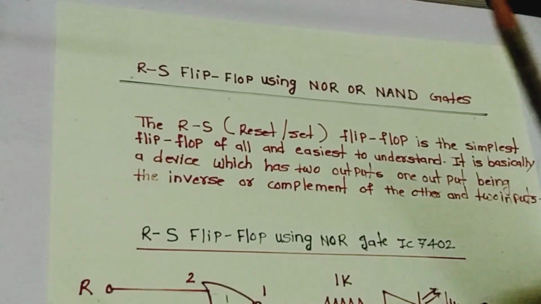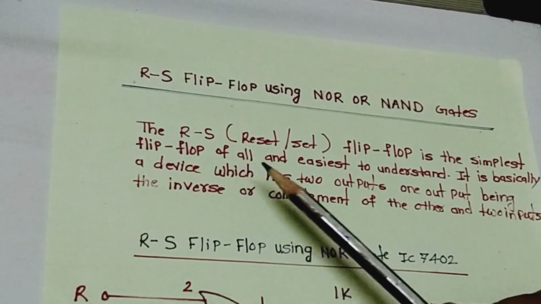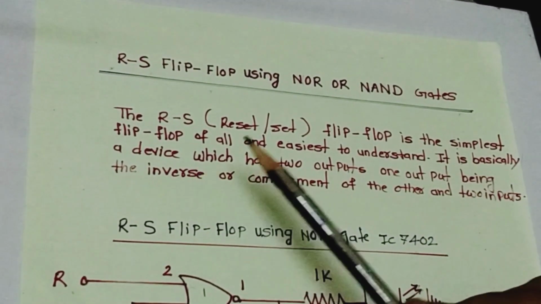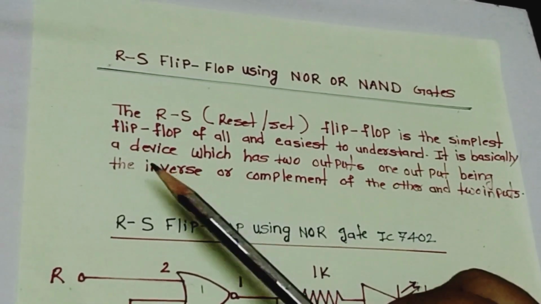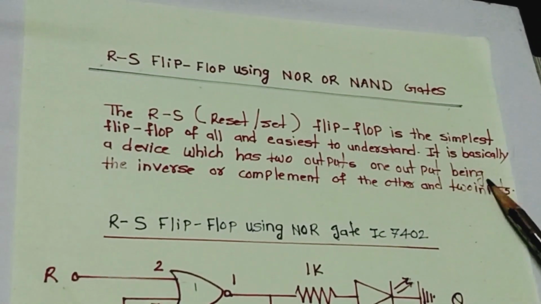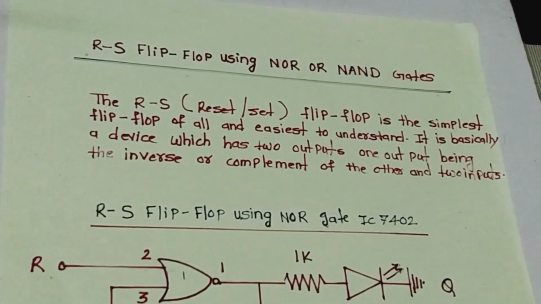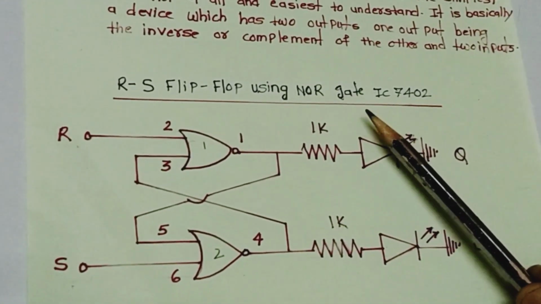Guys, today's practical is the RS flip-flop using NOR and NAND gates. The RS (reset-set) flip-flop is the simplest flip-flop of all and the easiest to understand. It is basically a device which has two outputs, one output being the inverse or complement of the other, and two inputs. Now, the RS flip-flop using NOR gates.